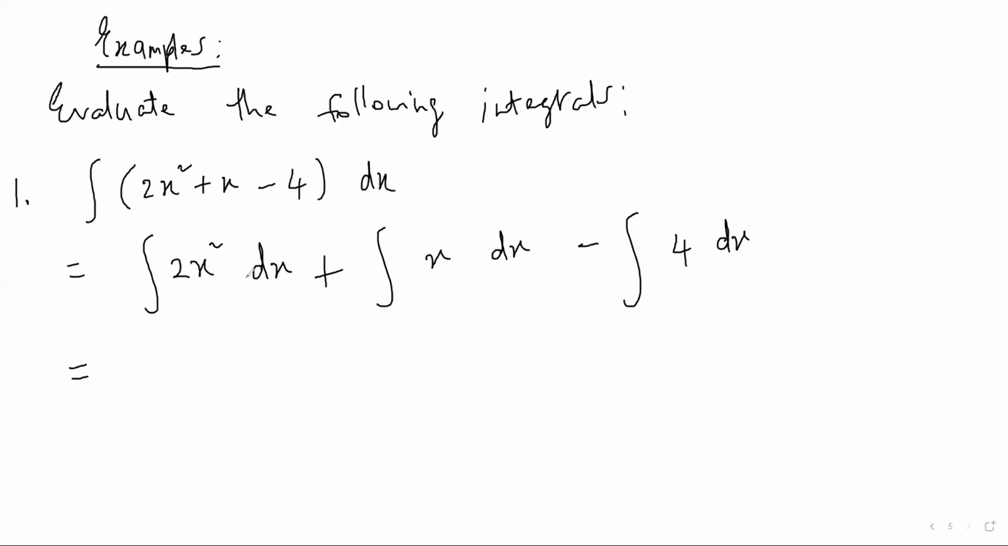So now the integral of this function is basically equal to the integral of each of these terms. Starting with the first one, we've got a constant, and the constant is 2. So now we're integrating 2 multiplied by x squared with respect to x. So we're going to take out the 2 and multiply it by the integral of x squared with respect to x plus the integral of x with respect to x minus the integral of 4 with respect to x.